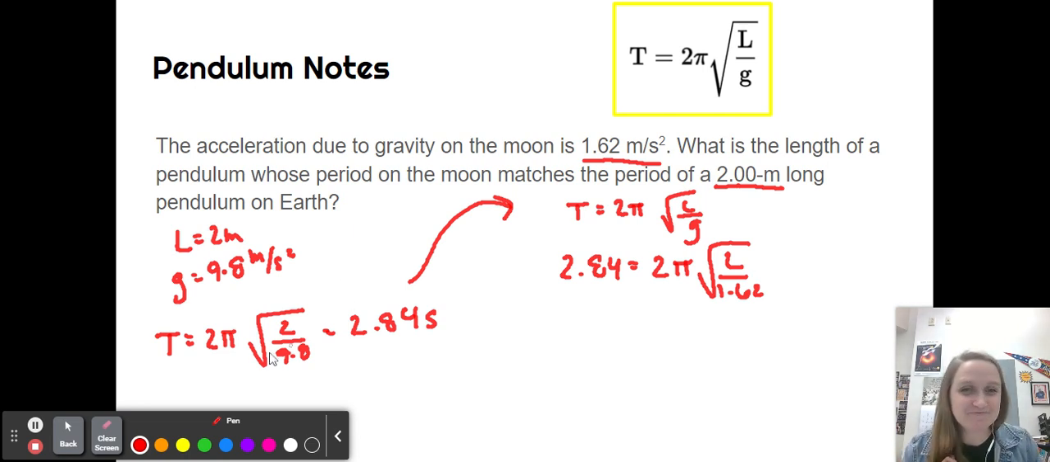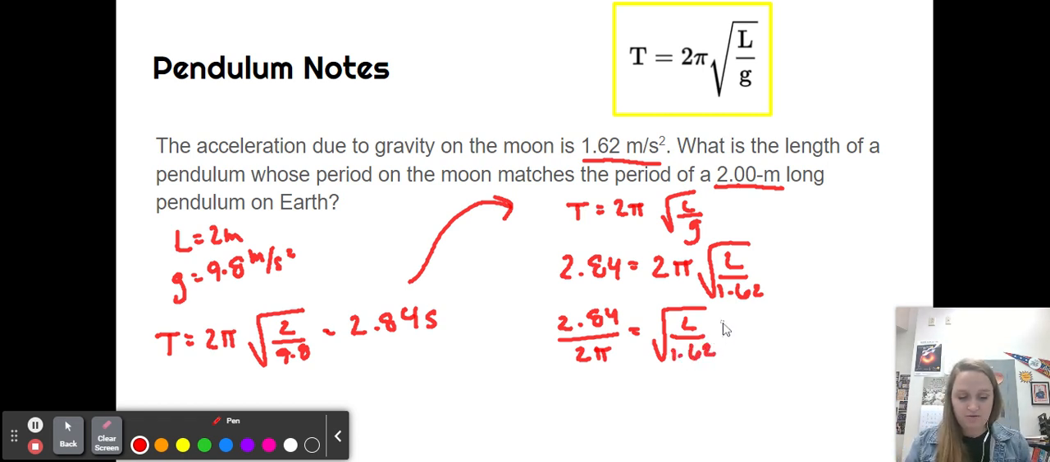All right, hopefully you paused. Let's math it out. We want to start by dividing each side by 2 pi. This would give us square root of L over 1.62 equals 2.84 divided by 2 pi. Make sure you're watching. If you just plug that straight into your calculator, it might give you a different answer than this. I put parentheses around my denominator. So you get 0.45 equals square root of L over 1.62.